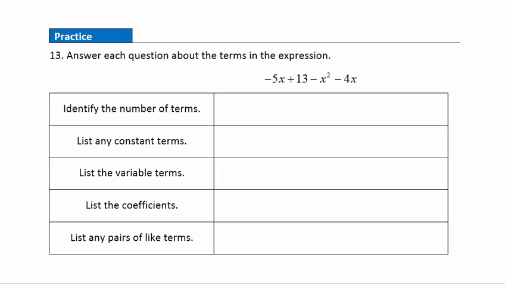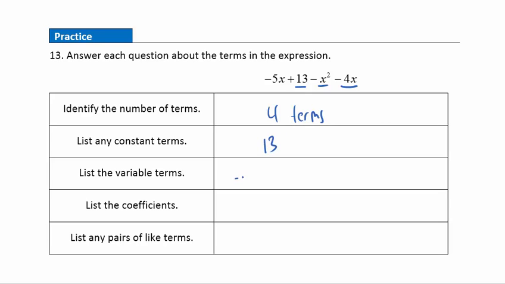All right, practice question 13. Okay, first we're asked to identify the number of terms. Well, addition and subtraction separates the terms. So this is one term, 2, 3, 4 terms. All right, list any constant terms. So now we're looking for things that don't have any variable parts at all. So it looks like just the 13 there is the constant term.